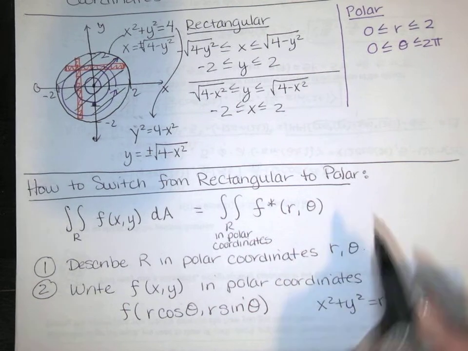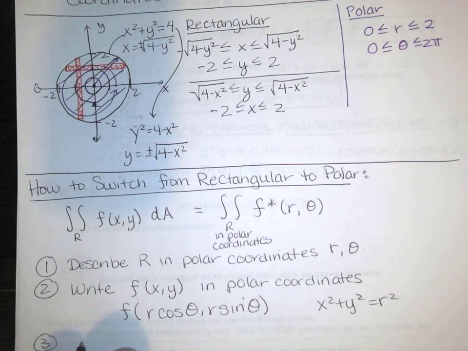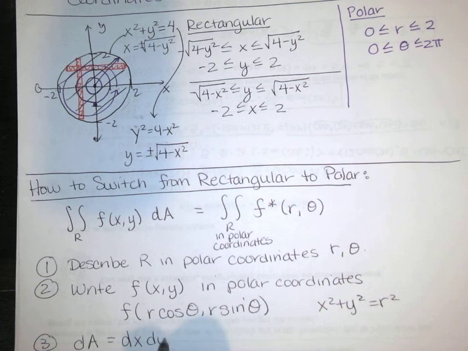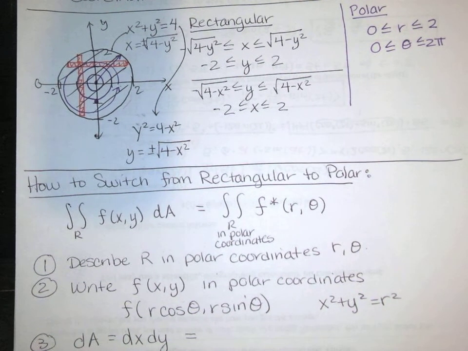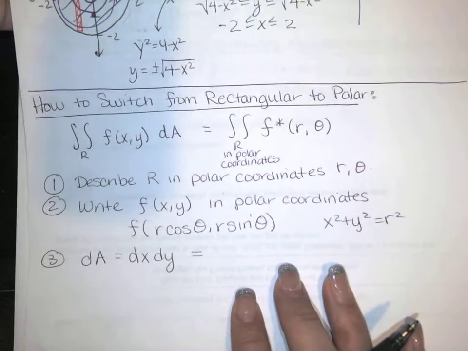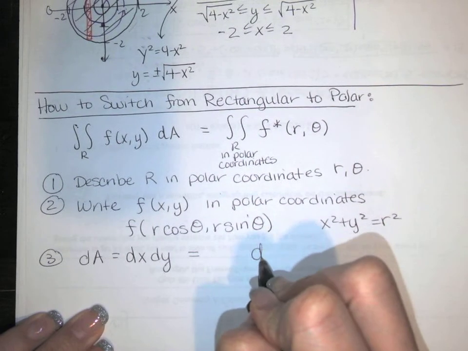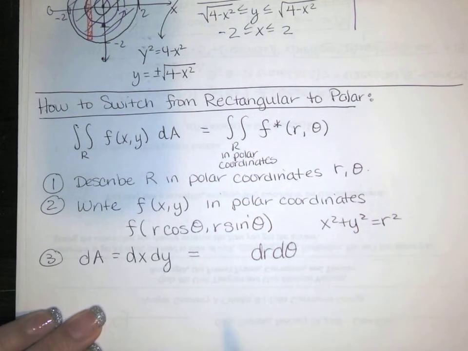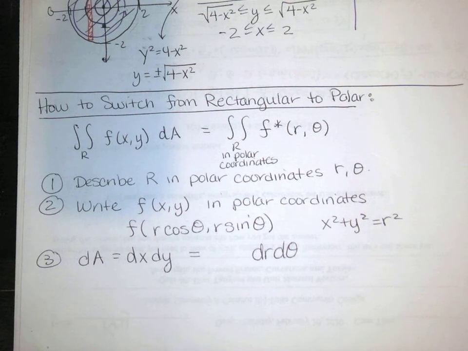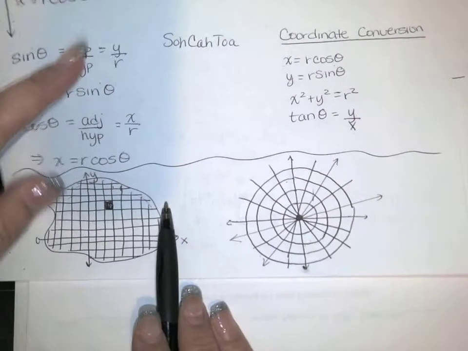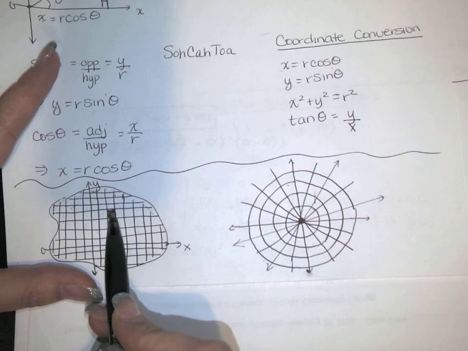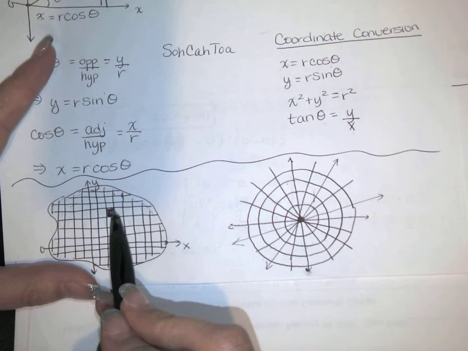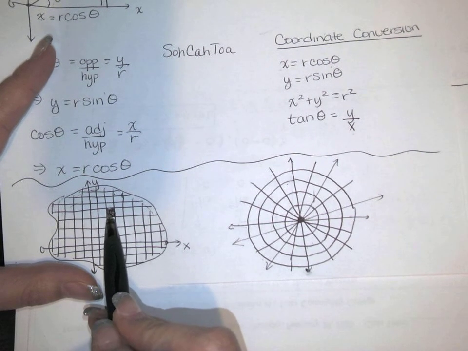And then this dA has to change. Now dA used to be dx dy. Now we need to write it in terms of r and theta, but dr d theta is not going to cut it. Look at this picture that we drew earlier. dx dy looks like this. That's delta x times delta y, and we get the area of that piece.